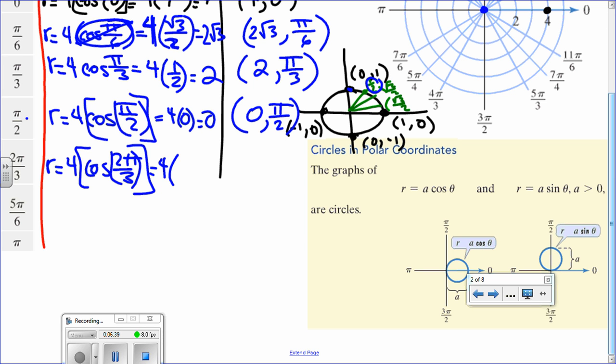Now, 2 pi over 3 is located here. It's going to have the same coordinate as negative this one, but negative. Very good.